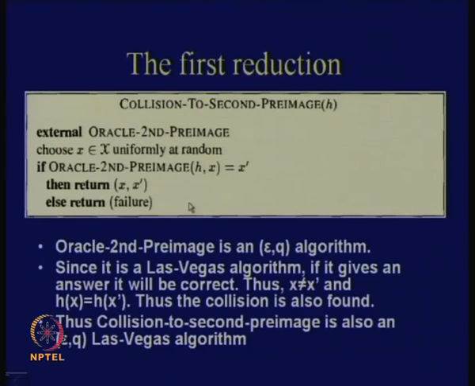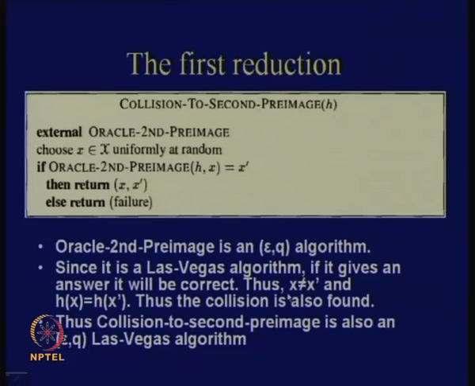So, consider this simple reduction, that is, collision to the second pre-image problem. Suppose you imagine that the second pre-image problem can be solved. That means that given a value of x, I return a value of x dash which results in the same hash and is not the same as x. Since this is a Las Vegas algorithm, x and x dash are definitely not the same, and at the same time they result in the same hashed output. So I can straight away return x comma x dash.